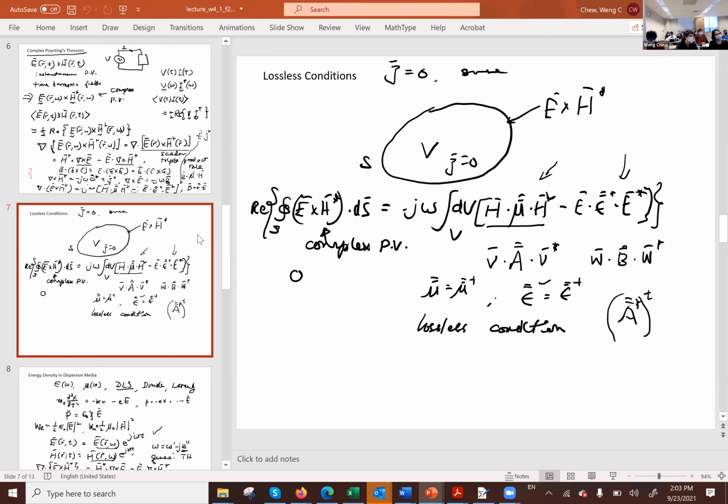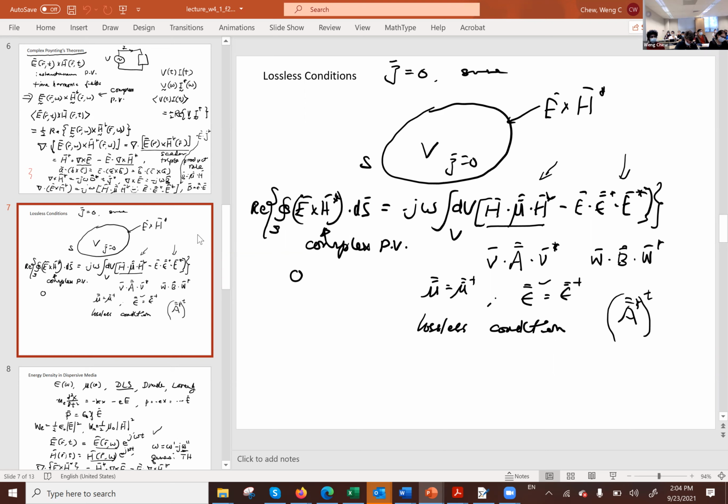Then you can see from your matrix algebra knowledge, the right hand side is always the real quantity inside the parenthesis. So if you take the real part of this equation, the right hand side is zero, which means that there could be no power flow into D. And that means that D really is lossless, if the permittivity tensor is Hermitian. Okay.